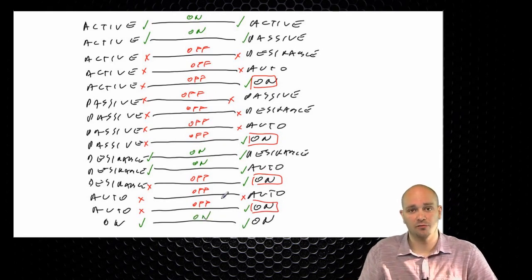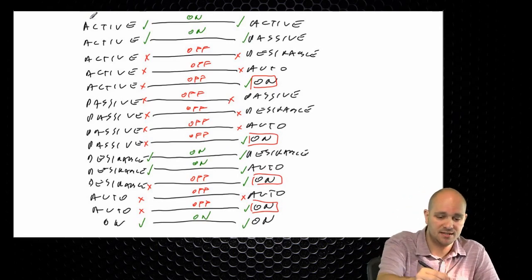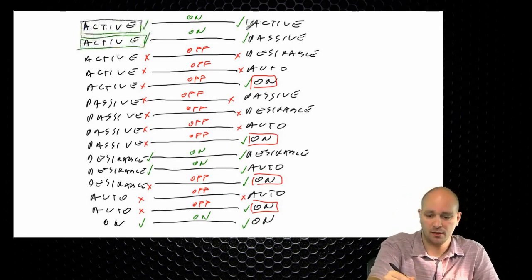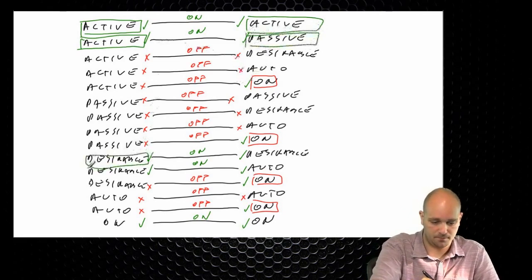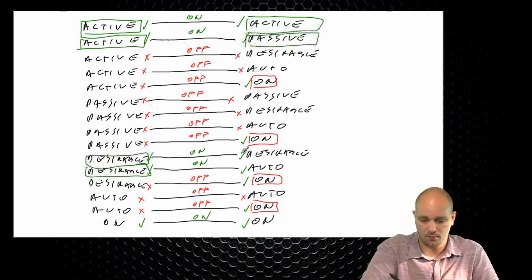Here, if we have on and on, this is a valid configuration and EtherChannels will be operational. So in these cases here, we are going to have a fully functioning EtherChannel. So where are they? Here they are. So these are the only valid combinations.